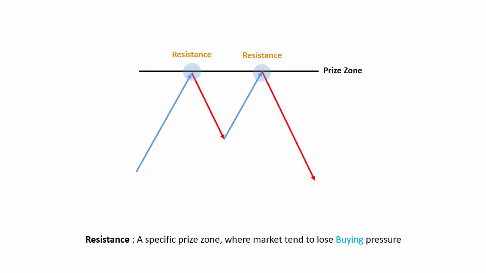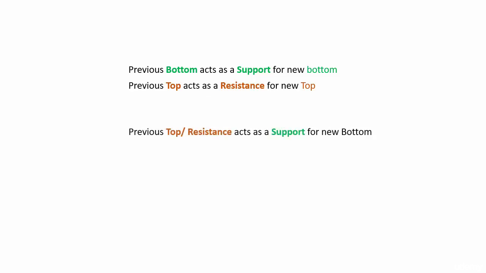In summary, you have learned that a previous bottom acts as the support for a new bottom and prevents the price from going further down. In the same way, a previous top level acts as the resistance for the new top level to prevent the price from going further up. But there are some situations when a previous resistance becomes the support and hence prevents the price from going further down, as well as the previous support becoming the resistance to prevent the price from going further up.